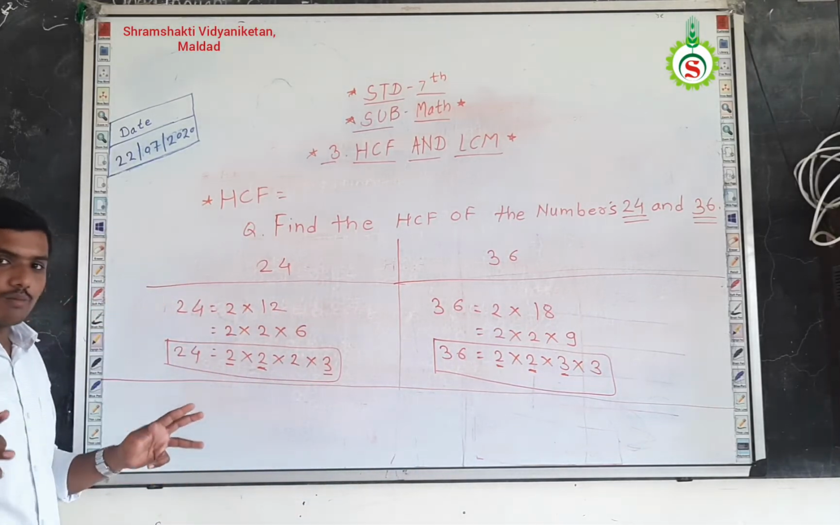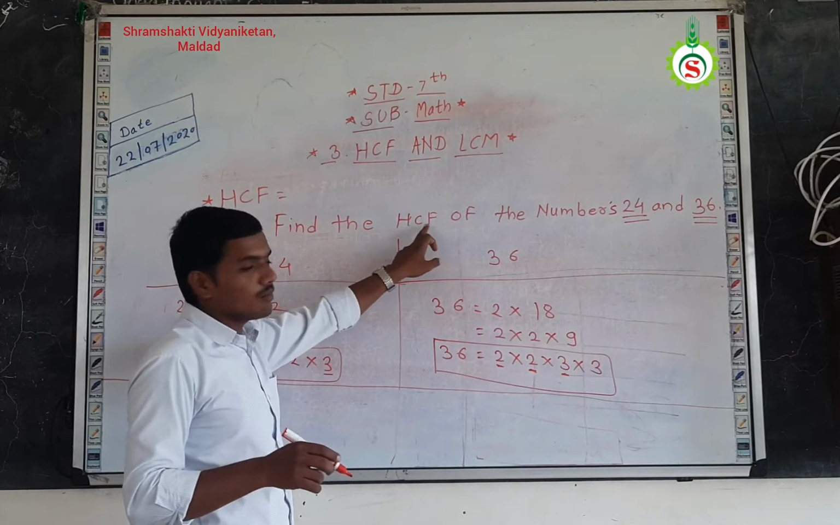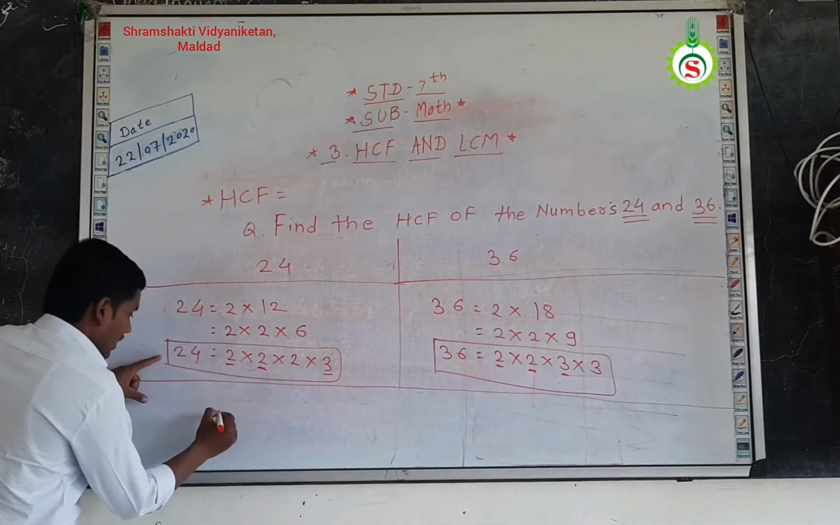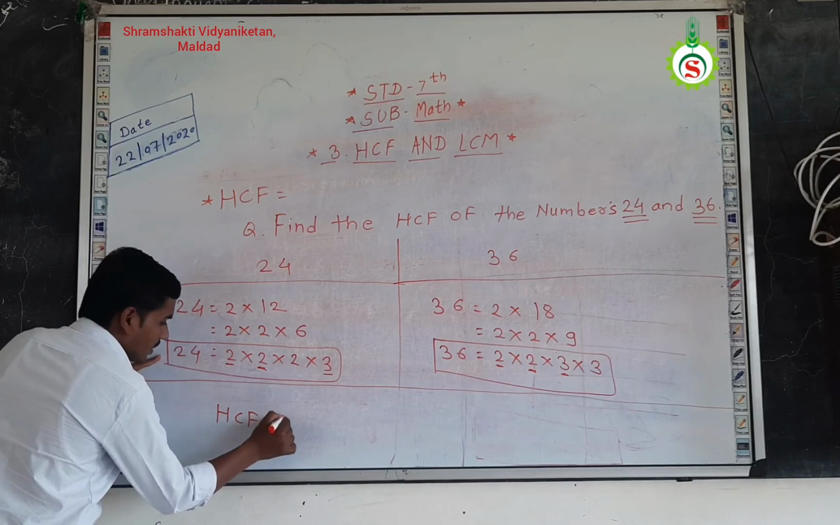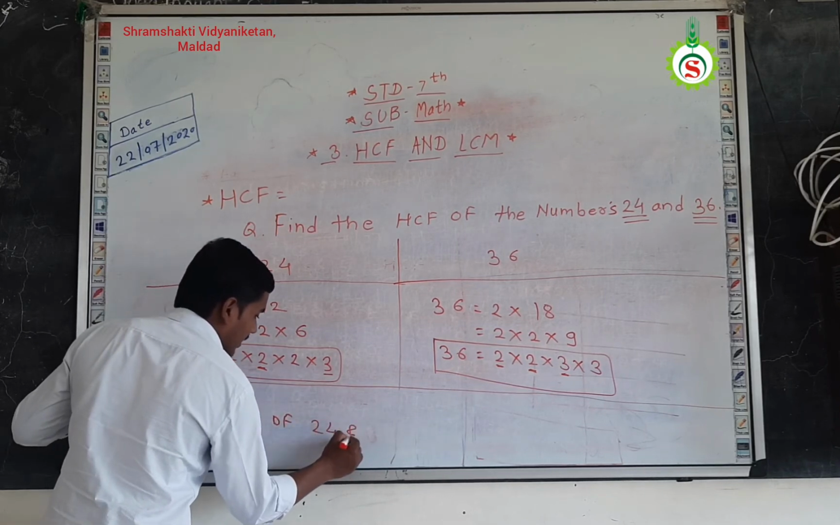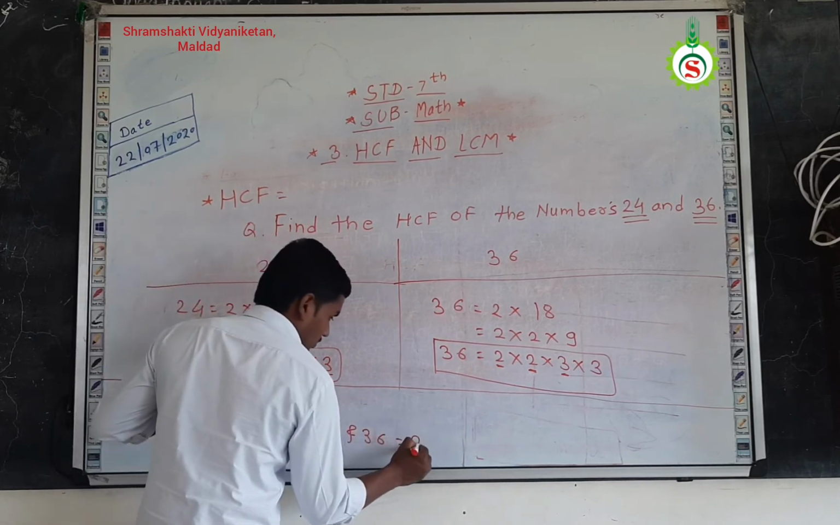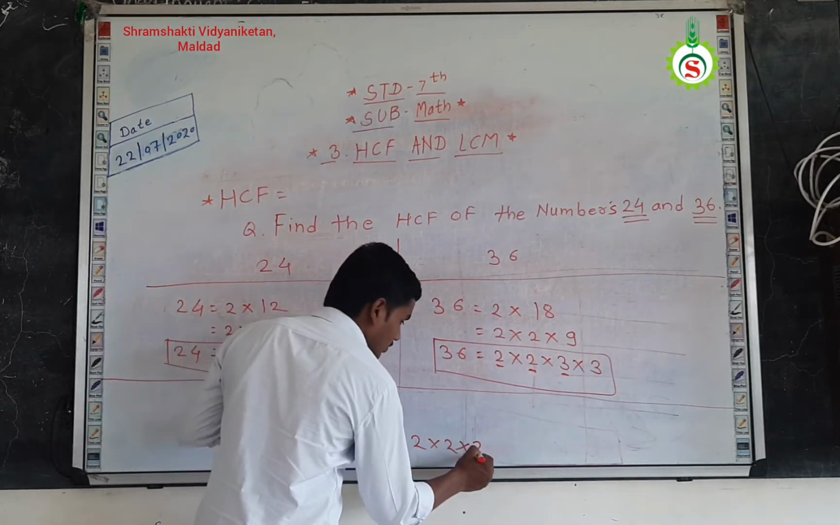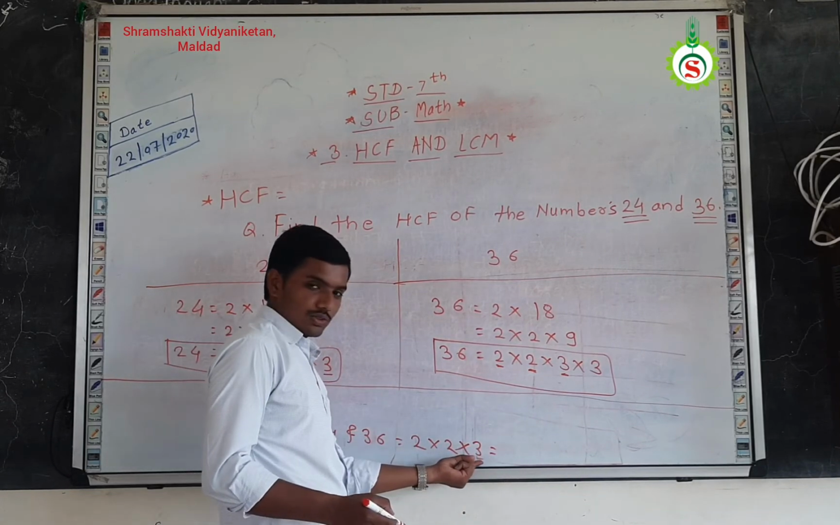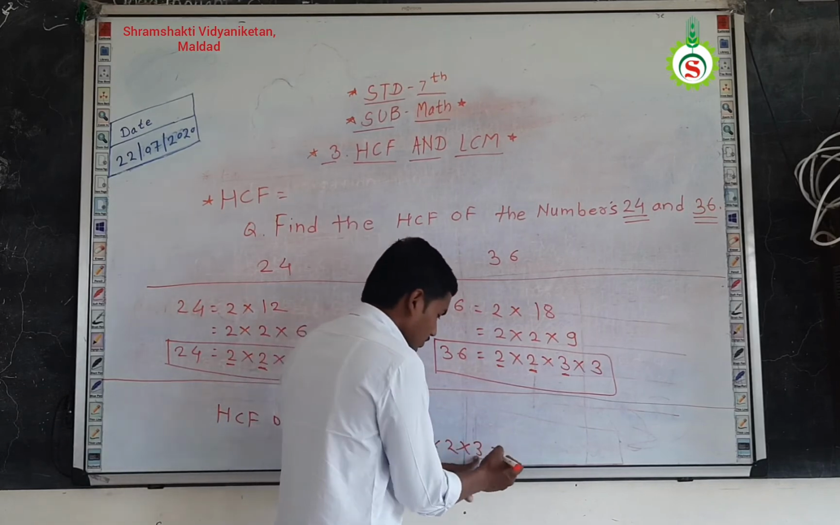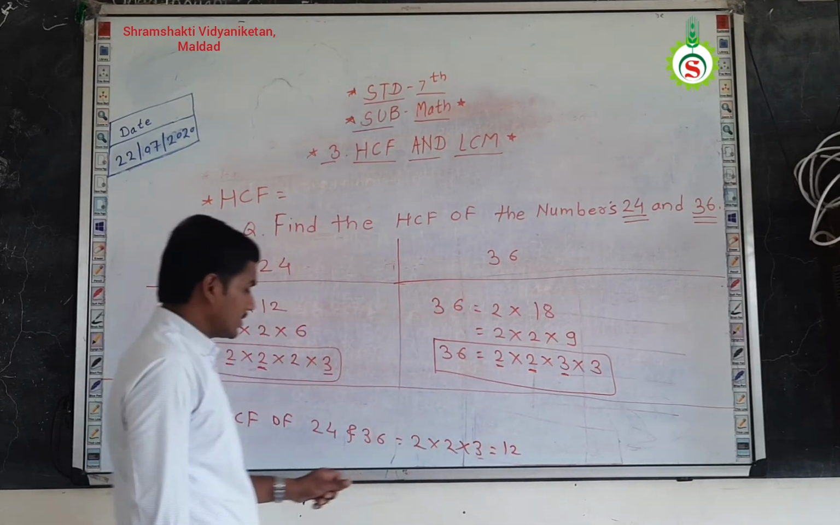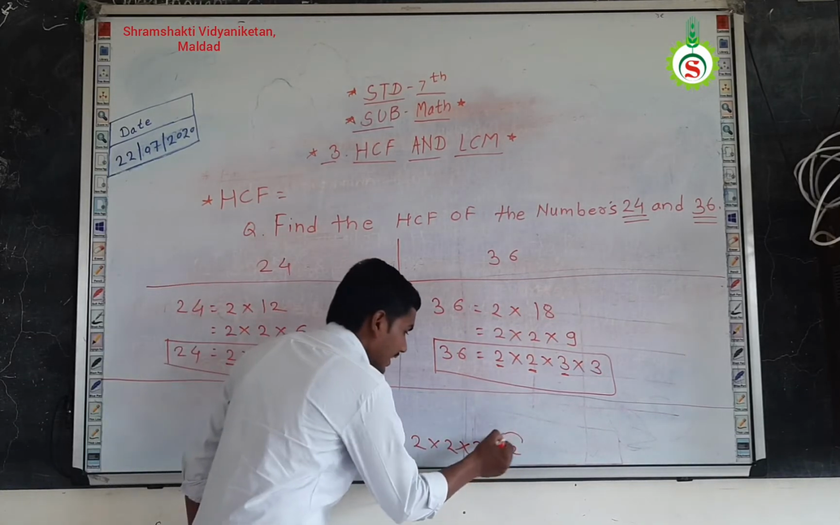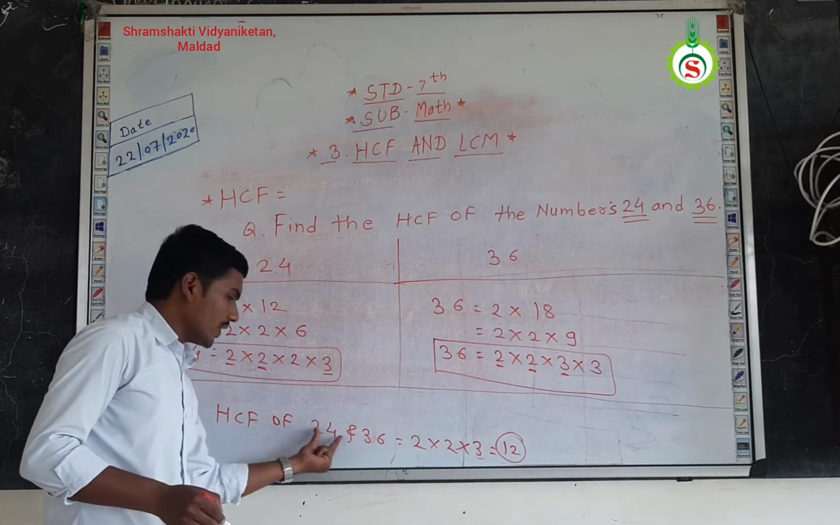That means how many factors are common? 3 factors. And what we have to find out? Highest common factor. So if I want to find the HCF of 24 and 36, which are the common ones? 2 into 2 into 3. If I take the multiplication of 2 into 2 into 3, what will be the answer? 2 into 2 is 4, 4 into 3 is 12. So the answer is 12. This is the HCF of 24 and 36.